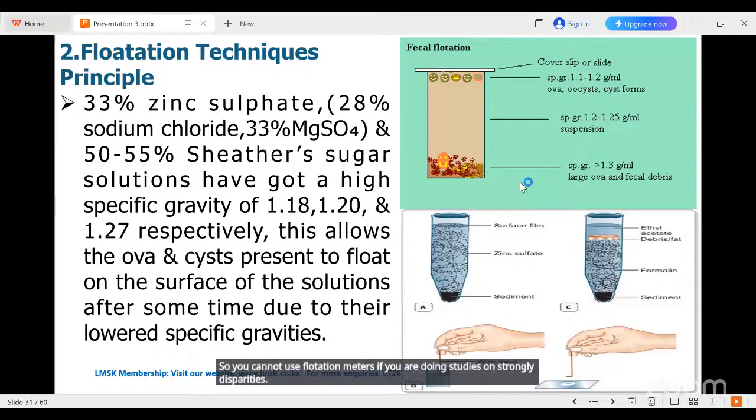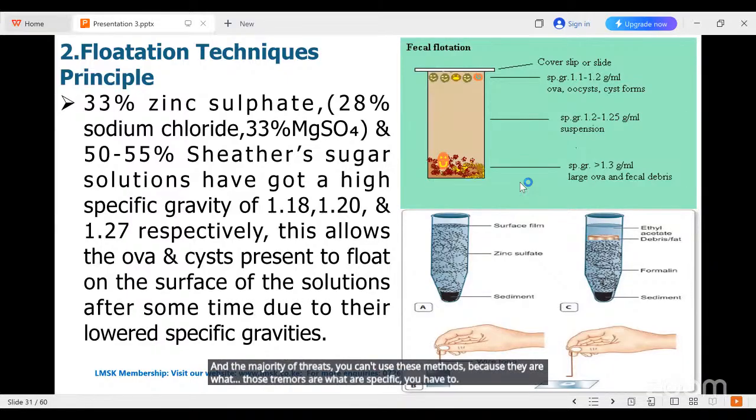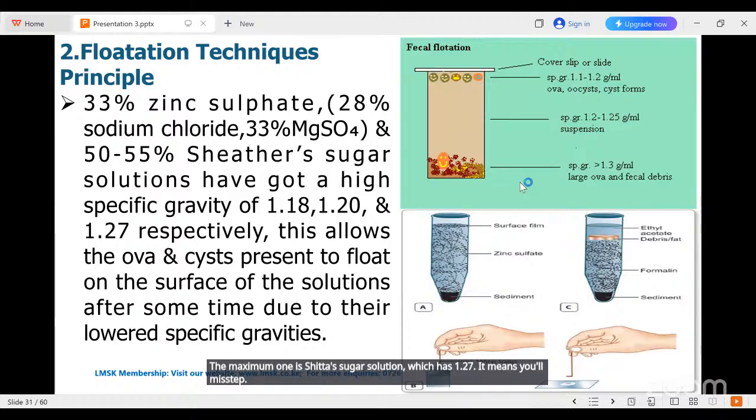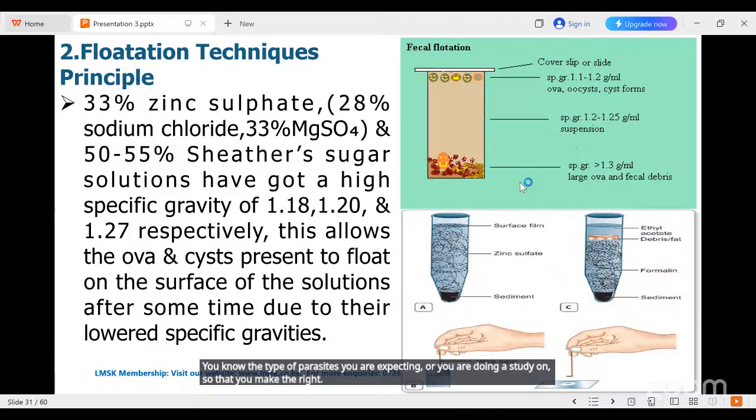If you are doing studies on Fasciola hepatica, Fasciolopsis buski, all Schistosoma species, and the majority of trematodes, you can't use these methods because those trematodes have a specific gravity of 1.28. All these reagents have a maximum, and the maximum one is Sheather's sugar solution, which has 1.27. It means you'll miss the parasites. So when you are choosing a methodology in a study, always make sure that you know the type of parasites you are expecting so that you make the right choice.